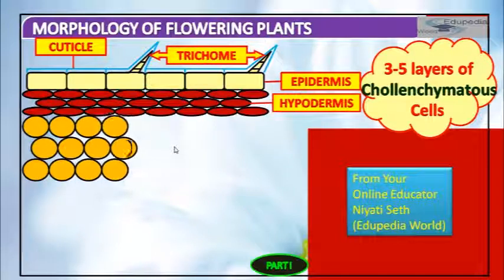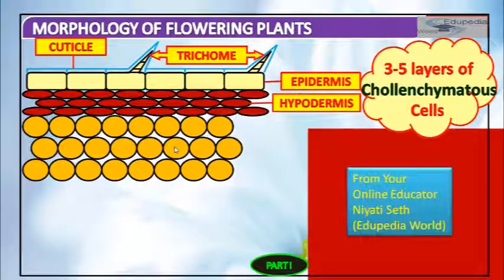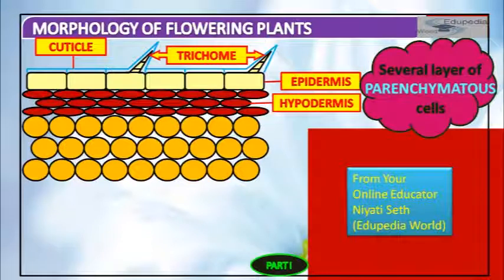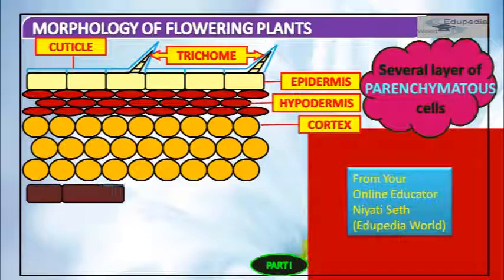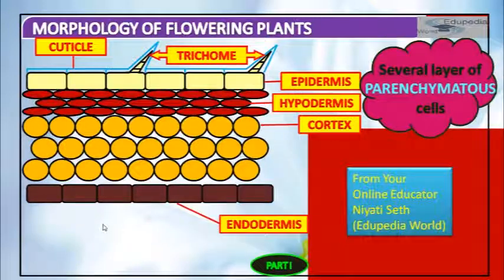Now what is this? This is cortex. They are made up of parenchymatous cells, students. So this is your cortex. Now what is this? This is your endodermis, students. First, I'll explain about the cortex, these yellow ones.